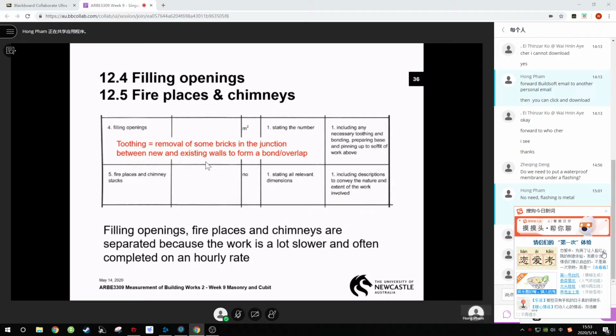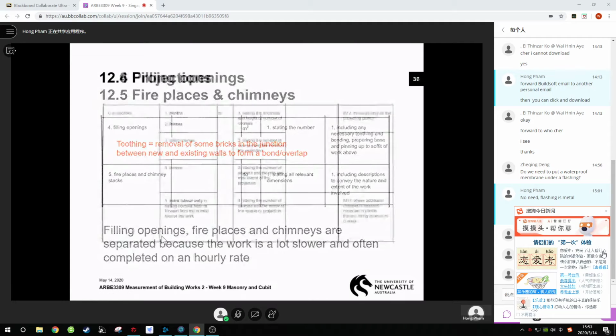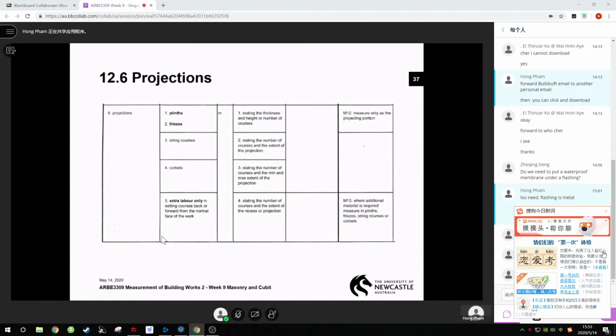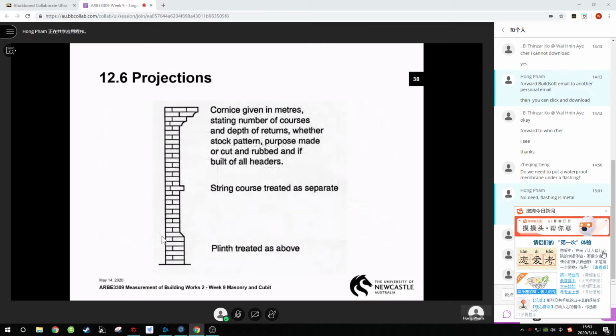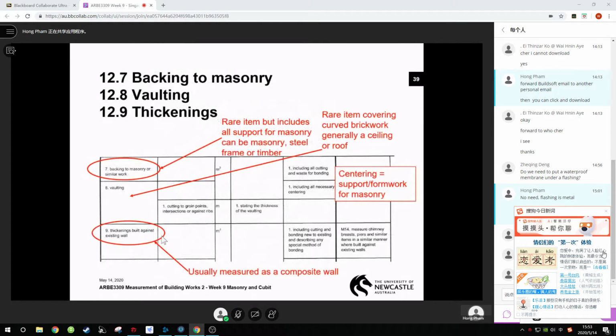Backing to masonry is very, very rare. Usually, I've only come across it on restoration jobs where you've got some support work to hold up brickwork, and as is vaulting. If you go over to Europe, you'll see quite a bit of vaulting work, but it's been done a few hundred years ago. I don't remember measuring or working with any brick vaults.